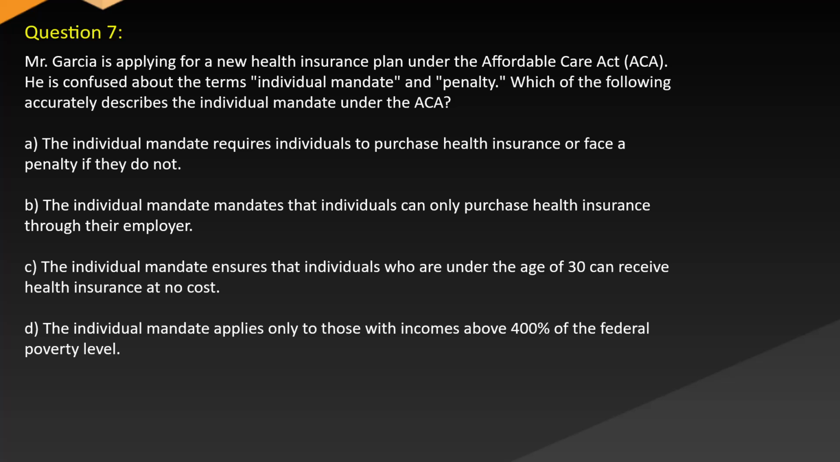A. The individual mandate requires individuals to purchase health insurance or face a penalty if they do not. B. The individual mandate mandates that individuals can only purchase health insurance through their employer. C. The individual mandate ensures that individuals who are under the age of 30 can receive health insurance at no cost. D. The individual mandate applies only to those with incomes above 400% of the federal poverty level.